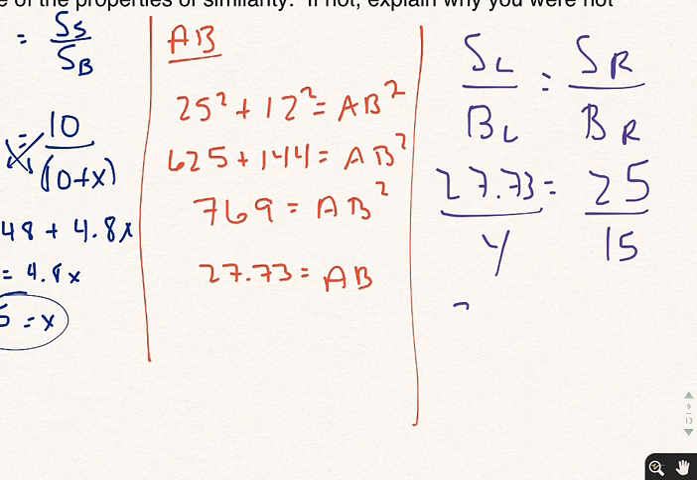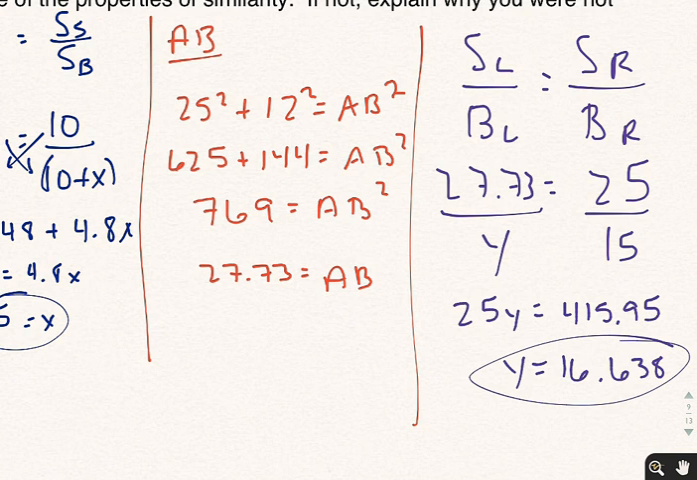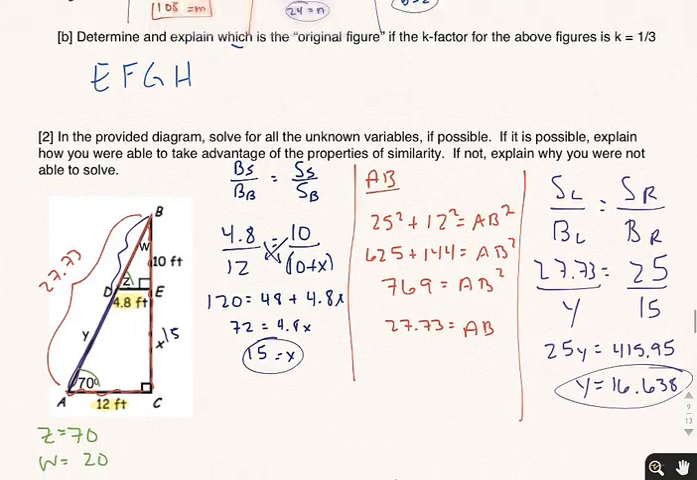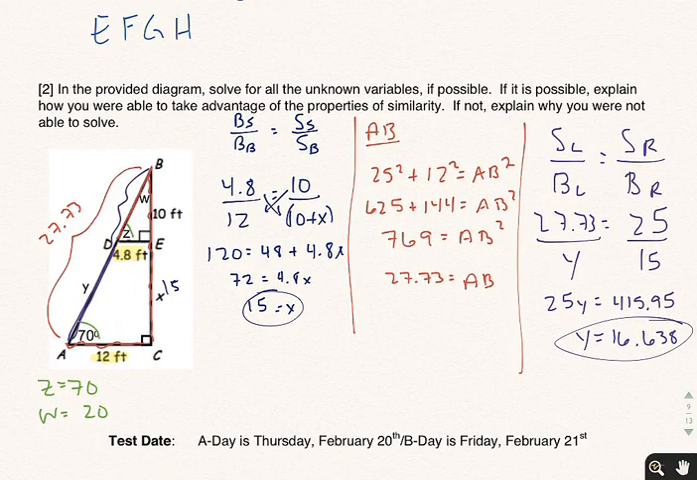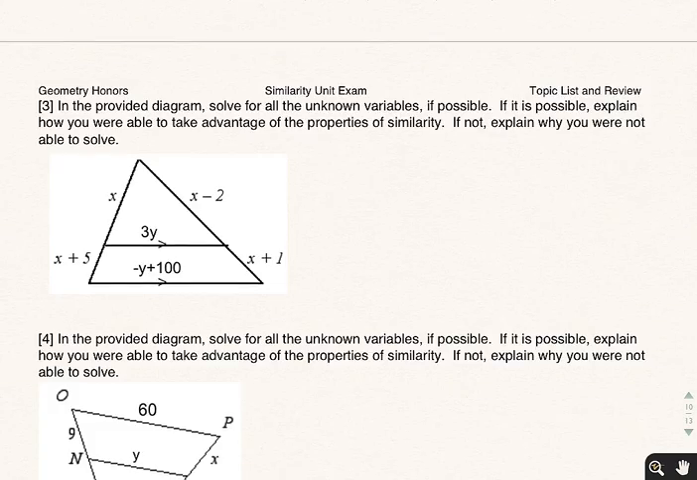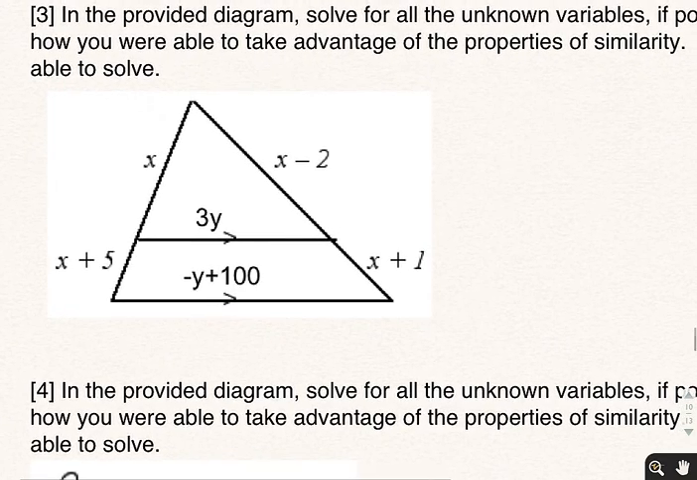Now we're just solving algebraically, so I have 25y. Let's see, 27.73 times 15 is 415.95. Divide that by 25, and y should be about 16.638, approximately. Depending on how I round it, that might be different than the key, all right? That one ended a little messy. Apologies. All right. So same kind of thing.